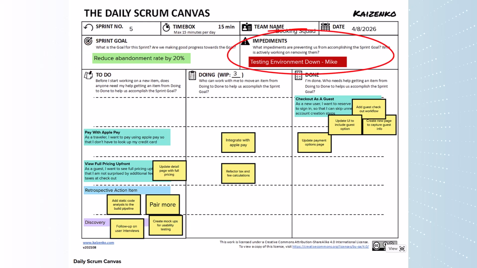Next, we want to look at impediments. The Daily Scrum is not the place to raise impediments, but the place to make sure that there are no impediments, or to make sure that all of the impediments are already visible and already being worked on.